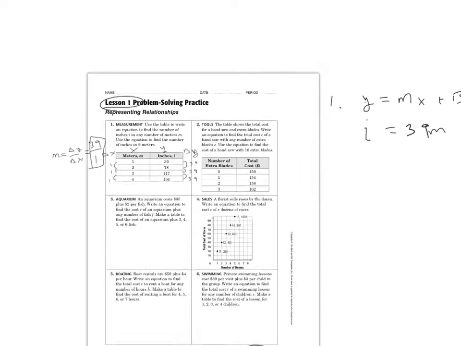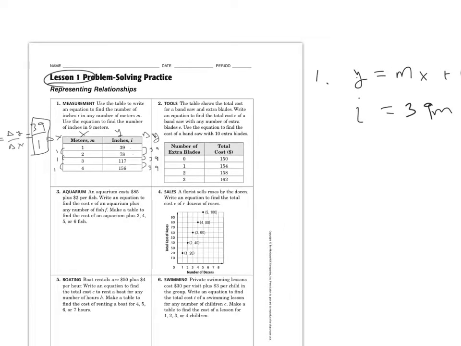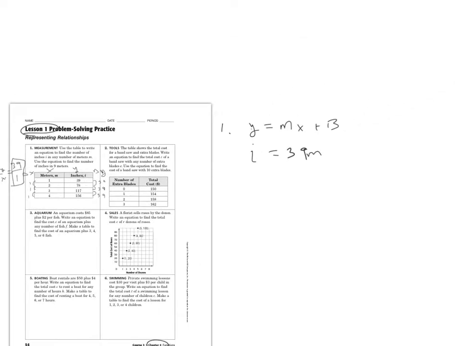And then it says to use the equation to find the number of inches in 9 meters. Well, the number of inches in 9 meters is going to be inches equals 39 times 9 meters. 39 times 9 is 351, if I remember right. And you can type that in your calculator to verify it if you want.